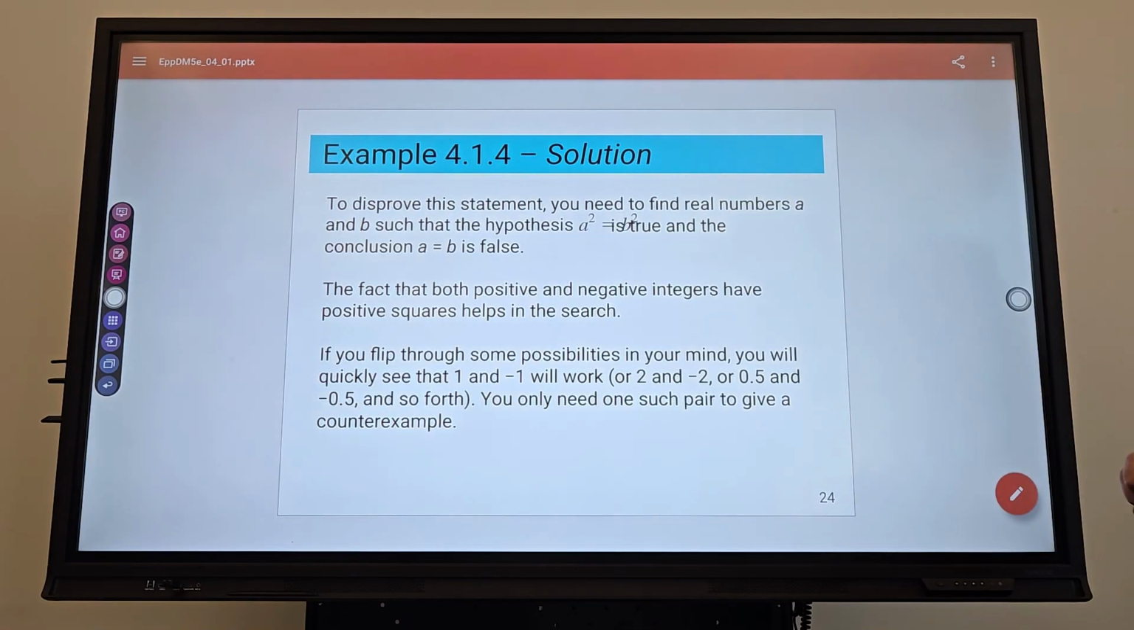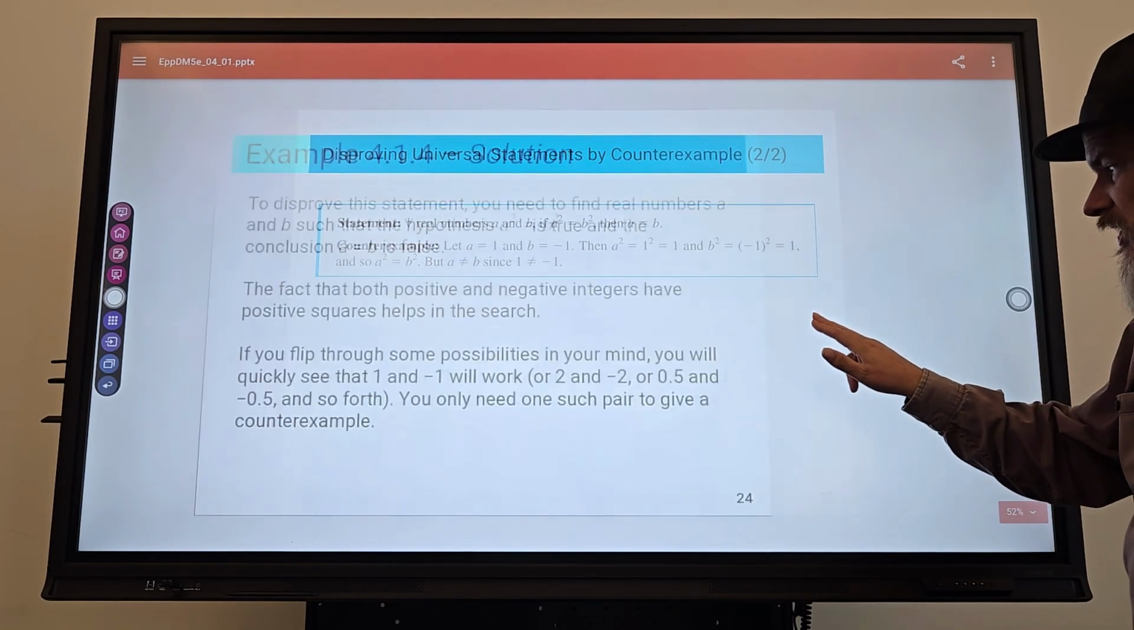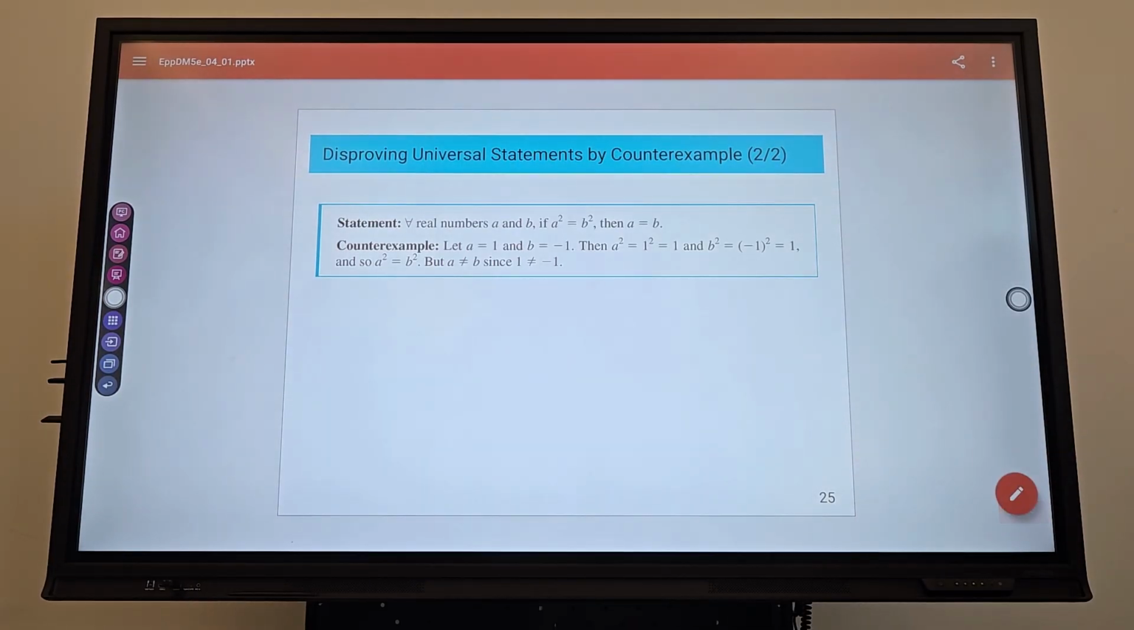So to disprove the statement, you need to find real numbers a and b such that the hypothesis a squared equals b squared is true, and the conclusion a equals b is false. The fact that both positive and negative integers have positive squares helps in the search. And we came up with 2 and negative 2. You only need to find one such pair to give a counterexample. It gives it out in symbolic form here.